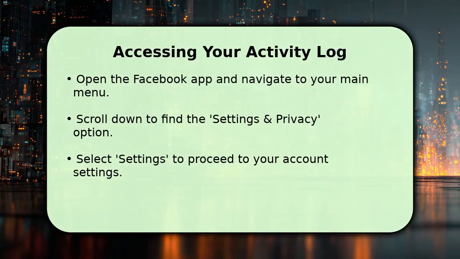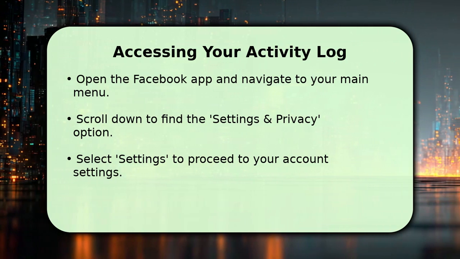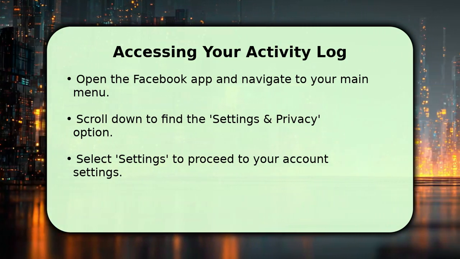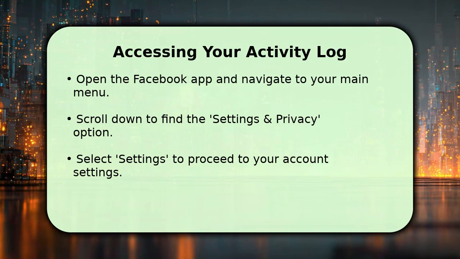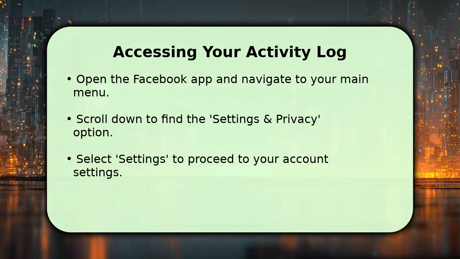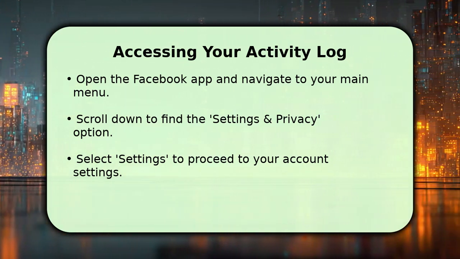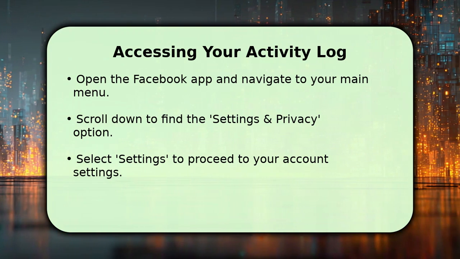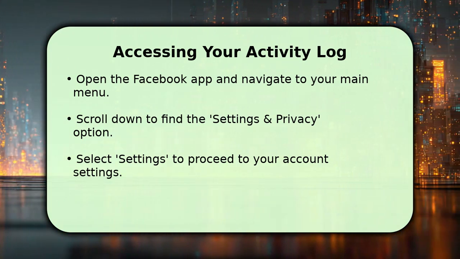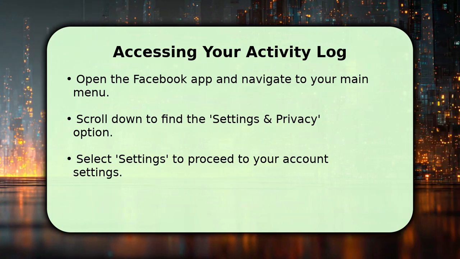To begin, open the Facebook application on your device and tap the menu icon, typically 3 horizontal lines or your profile picture. From there, scroll down and select Settings and Privacy, then tap on Settings. Continue scrolling to locate your information, where you will find Off-Facebook Activity. Tapping this option reveals the data Facebook has gathered from outside its platform, allowing you to review it.